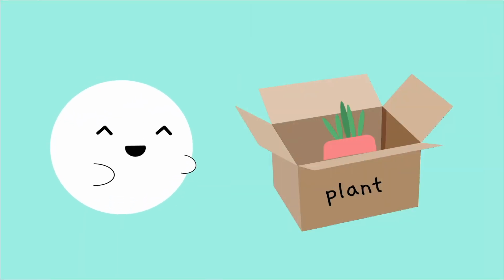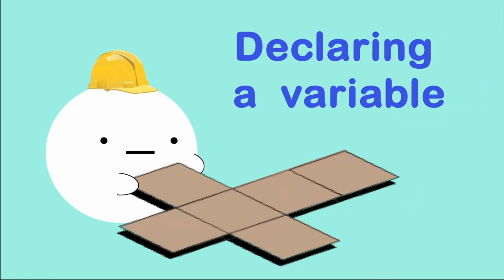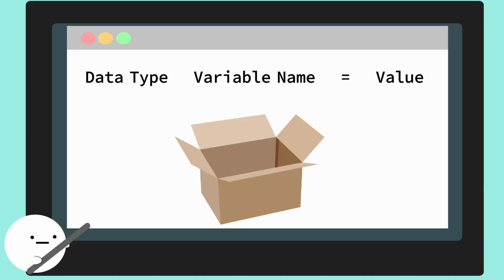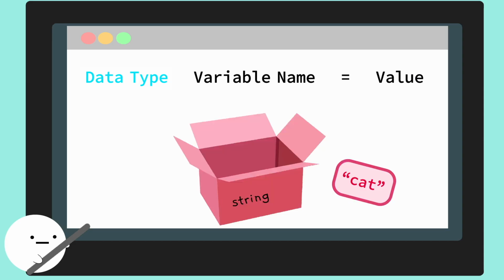Before using a variable, you gotta create it. Creating a variable is known as declaring a variable. When coding a variable, you'll generally first declare its data type, then its name, then assign it a value. First, you declare the variable's data type to determine what you want to store in this variable. Maybe you want to make it store a number, or even a word.